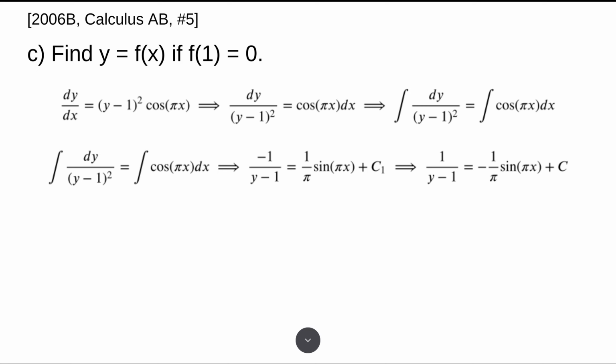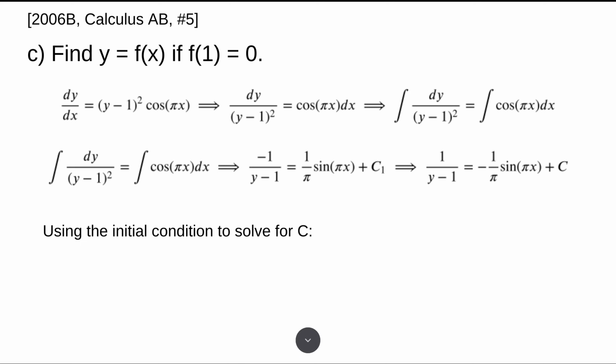After anti-differentiating both sides, we get negative 1 over (y minus 1) equals 1 over pi times the sine of pi x plus a constant. I'm going to multiply through by negative 1 just because I don't want the negative on that side. I am going to try to solve for y. So if I multiply by negative 1, I get 1 over (y minus 1) equals negative 1 over pi times the sine of pi x plus the constant.